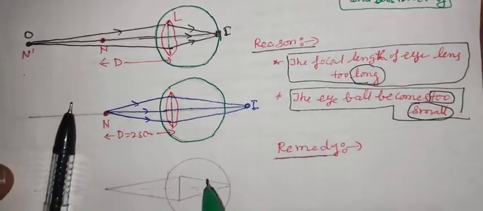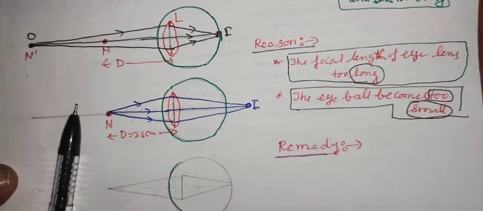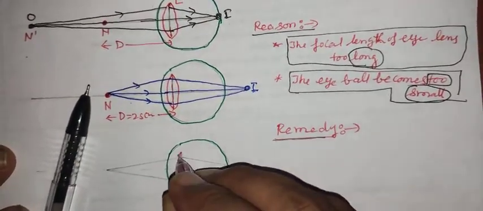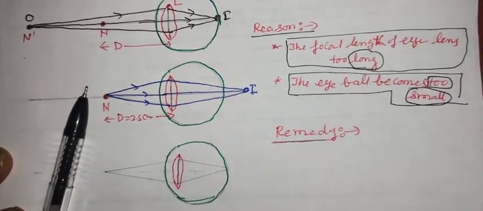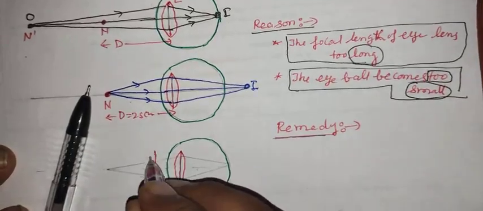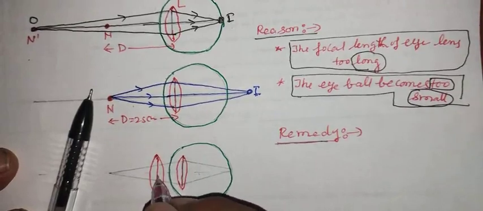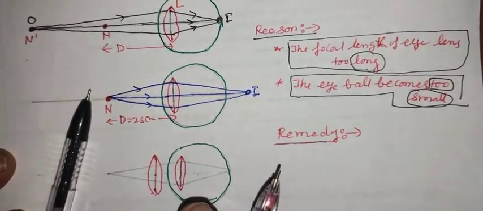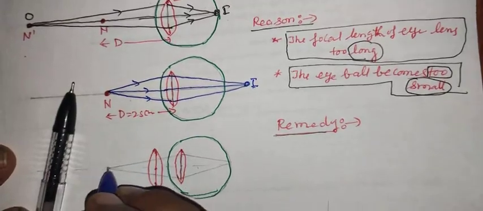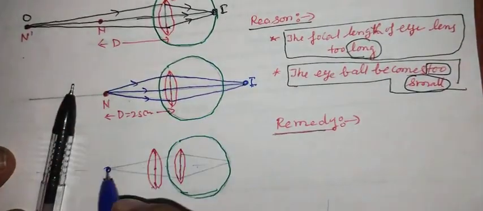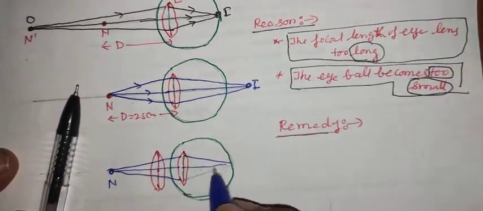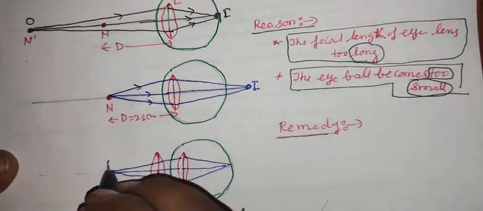What does it do in the remedy? See here in the eyeball, let this be the position of the eye lens. The eye lens is convex in nature, so its focal length increases. So here one glass of convex lens of proper power and proper focal length is used in the path, in such a way that the focal length decreases or the power increases. So in that condition, see what happens for the near point. The near point is at the same point, and when the ray of light passes through the combination of both convex lenses, the ultimate image of the object is formed at the retina.